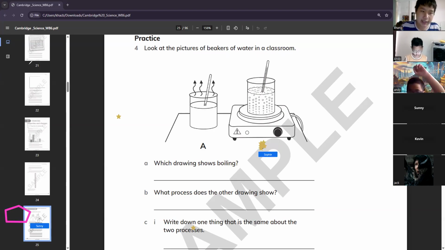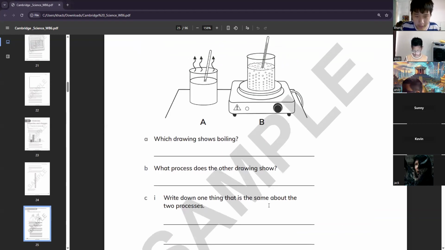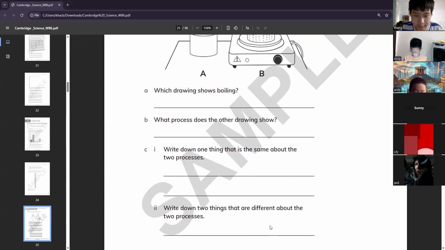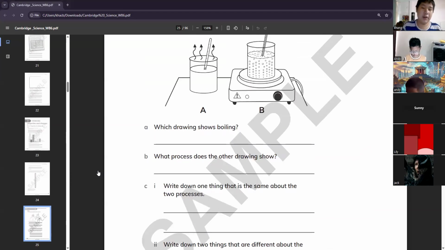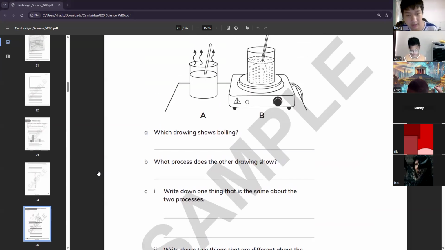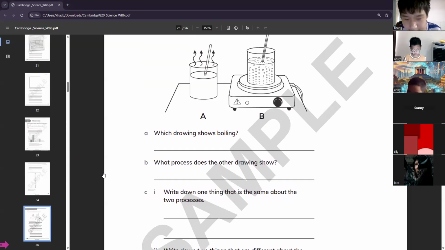So, knowing that, can anybody tell me what the other drawings show? Anyone? It shows that even not boiled water can evaporate. Yeah, the other process shows evaporation because it isn't fully there. It's only a half active process compared to boiling, which is an active process.